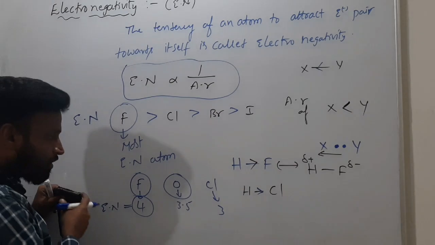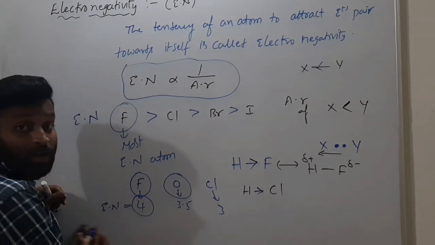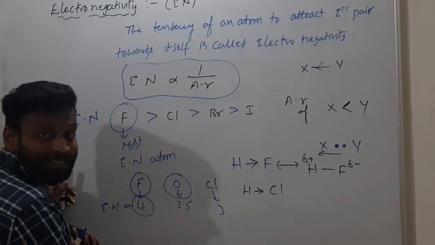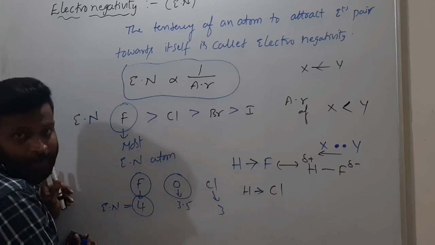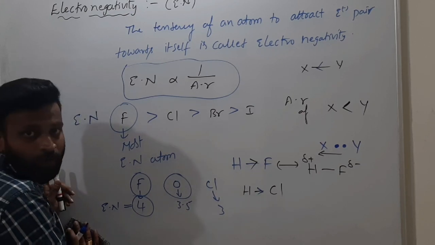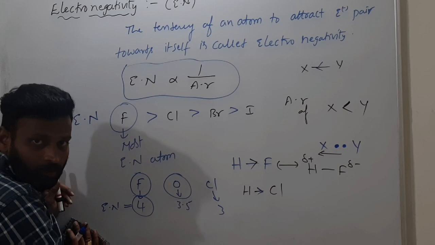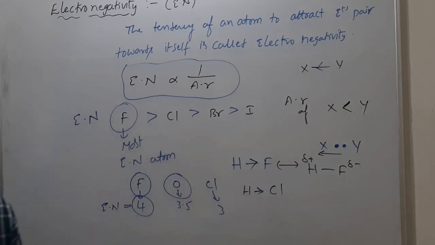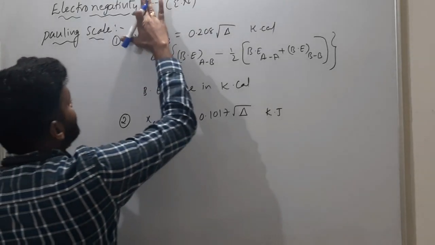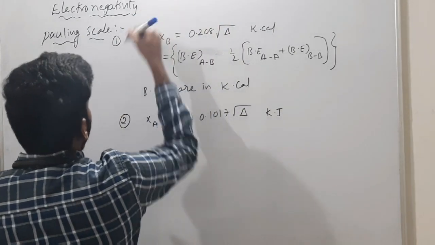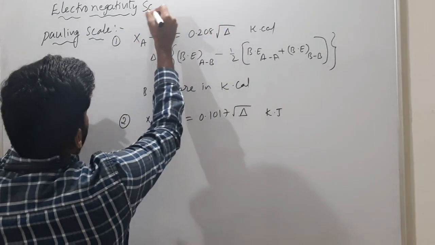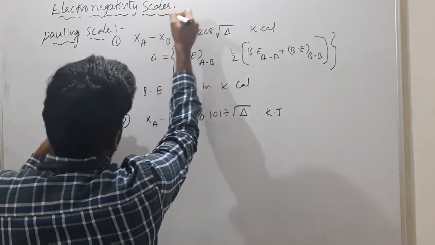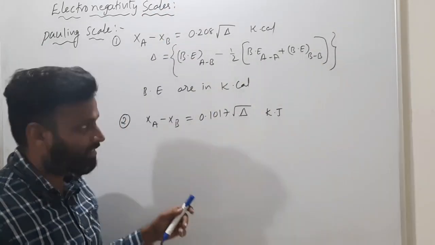To get those electronegativity values, we have electronegativity scales like the Pauling scale and the Mulliken scale. We will discuss those right now. Understood? Those are very important. Let's see them one by one. Electronegativity scales. I have written this before to avoid wasting time.